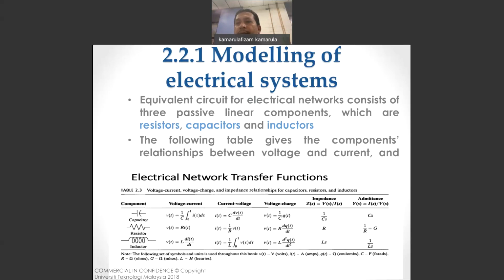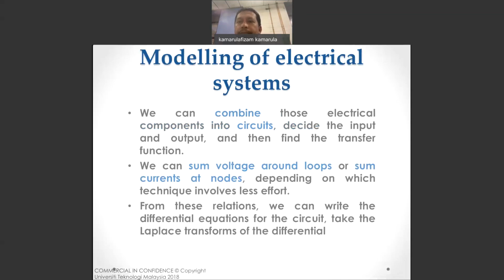If you go next, for the capacitor you can have current as the output and voltage as the input, and so on. This basic concept you can use for the resistor and for the inductor as well.